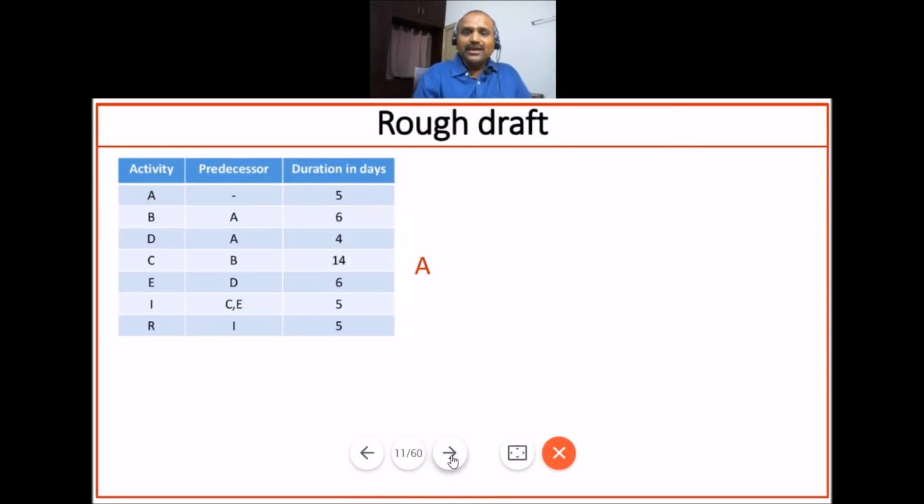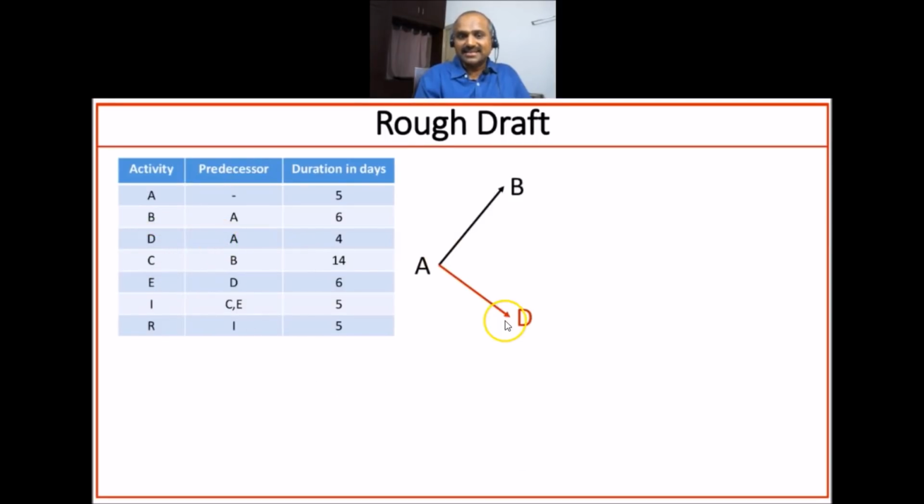So if we have to draw a rough draft of the network diagram, I have represented activity A here, and this activity A is the first activity for me because it does not have any predecessor. Now, if you come to the second row, it says activity B has a predecessor A. So that's why activity B has a predecessor A. And activity D is also having predecessor A.